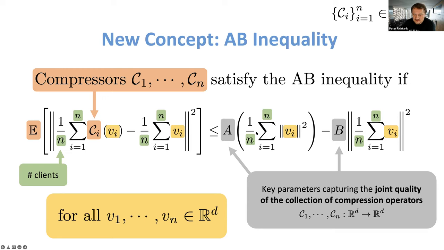Now on the right-hand side, we have something strange. We have a multiple of the average of the squared norms of those input vectors, minus a multiple of the squared norm of the average of the input vectors. To the best of our knowledge, this is the first time that an inequality of this type appears in the literature on compressed communication. We suggest that this is the key to the improvement of the theoretical and practical behavior of MARINA, which is the state-of-the-art algorithm for non-convex smooth distributed communication-efficient training. I will pause here because I have covered a lot, and I would welcome any questions.